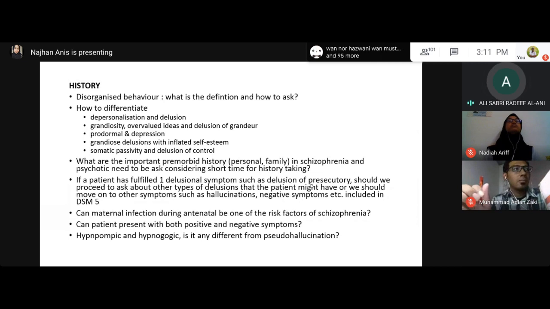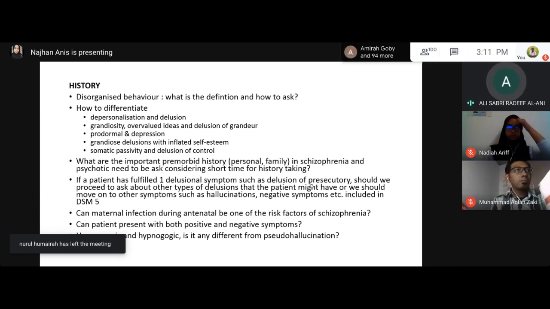The other thing is how to differentiate between grandiosity, overvalued idea, and delusion of grandeur. Okay, this is a question. Now we know what a delusion is in general, right? A delusion is a fixed false belief inconsistent with the patient's social, cultural, educational, religious background. It cannot be corrected by reasoning, meaning you cannot challenge the patient about the truth of the belief because the belief is held very strongly and cannot be changed.